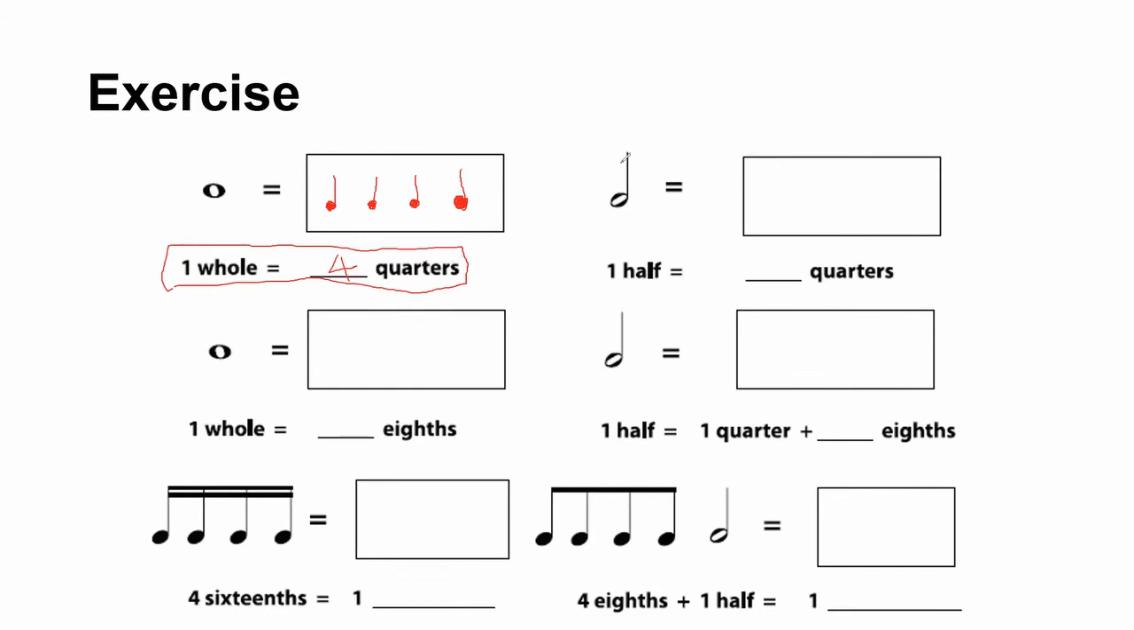Now let's do this one. Temperance, 1 half note is equal to how many quarters? Yes, that is 2. Good, 100%. 2 quarters. So this is a half note. That's what the half note looks like. A half note has 2 quarters.